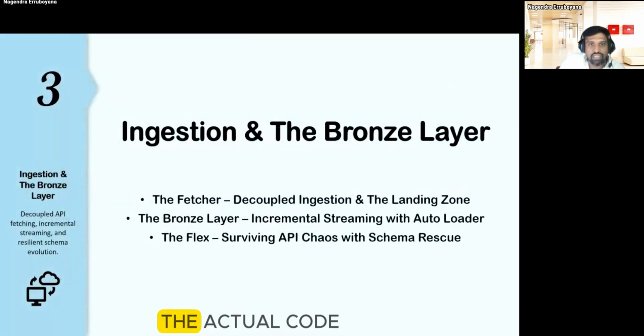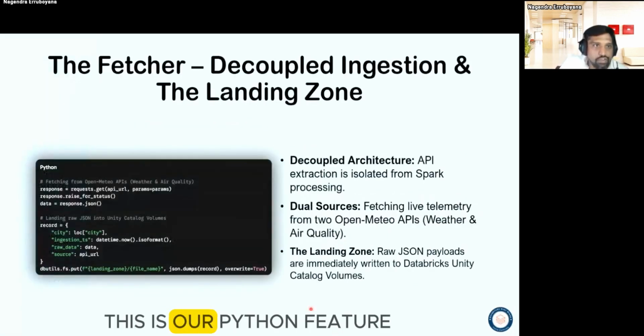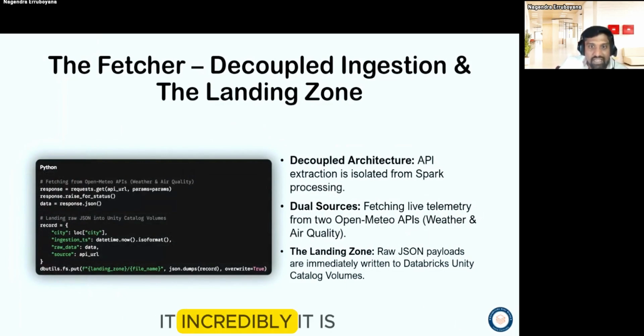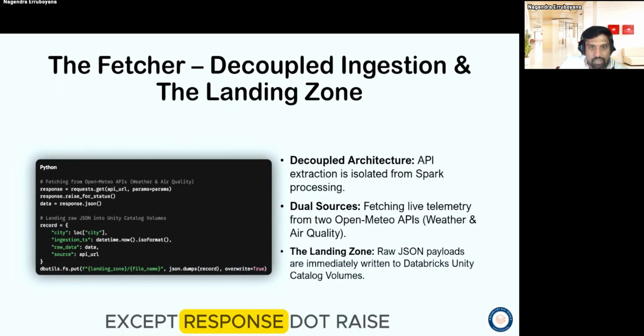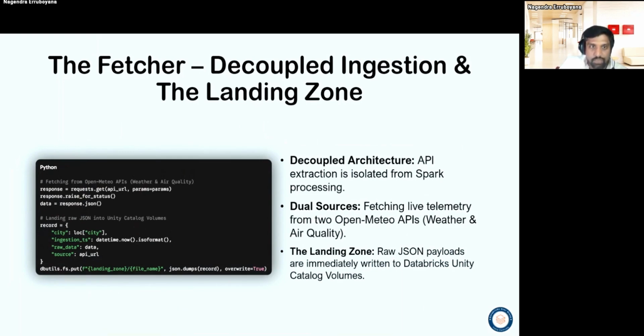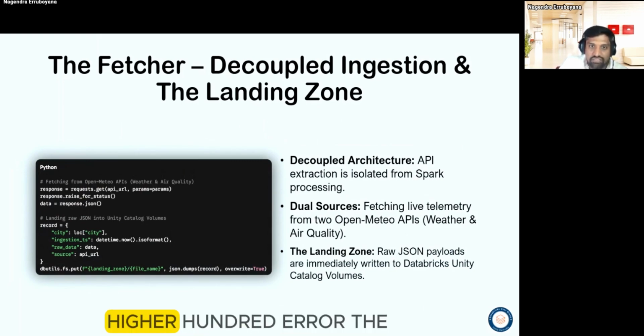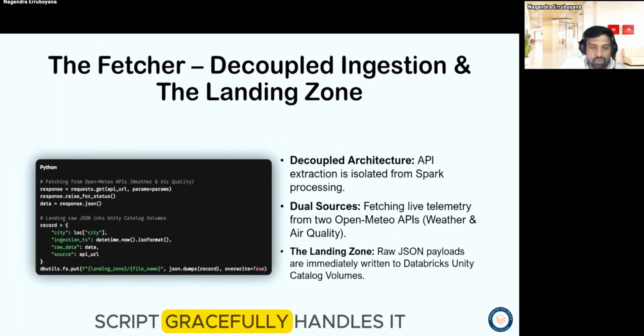Now let's look at the actual code, starting with how data enters the system. This is our Python function. It is incredibly lightweight. We use the standard requests library to ping the Open Meteo API. Notice the error handling, response.raise_for_status. If the API rate limits us or returns a 500 error, the script gracefully handles it.